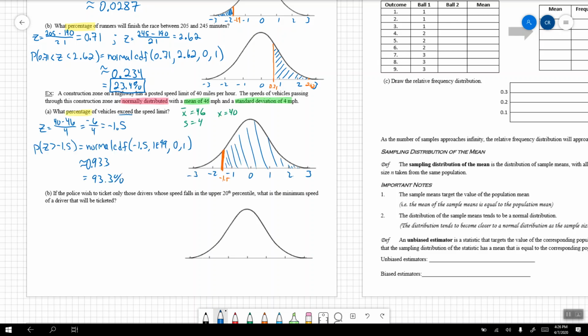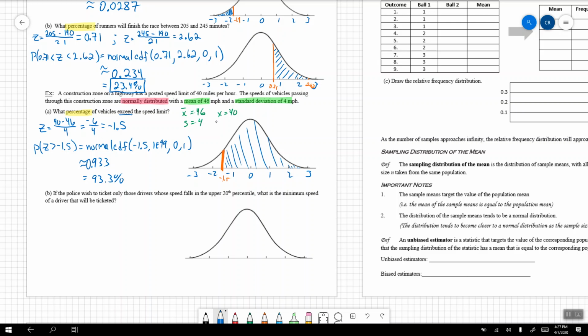All right, so I hope you all tried it on your own. Here is what I extracted from it. A construction zone on a highway has a posted speed limit of 40 miles per hour. The speeds of the vehicles passing through the construction zone are normally distributed. So that's a key phrase. If it's not normally distributed, we have an issue and we can't go further. So it's normally distributed, and it's telling us that the observations provided a mean of 46 miles per hour and a standard deviation of 4 miles per hour.